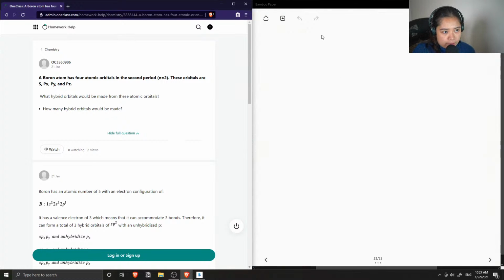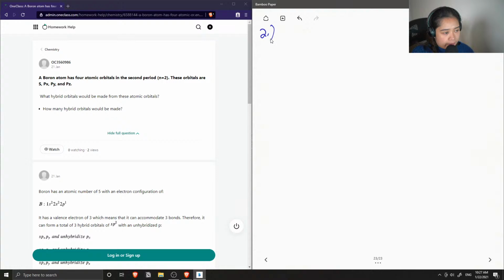Okay, so question number 2. A boron atom has 4 atomic orbitals in the second period, n equals 2. These orbitals are s, px, py, and pz. What hybrid orbitals would be made from these atomic orbitals, and how many hybrid orbitals would be made?